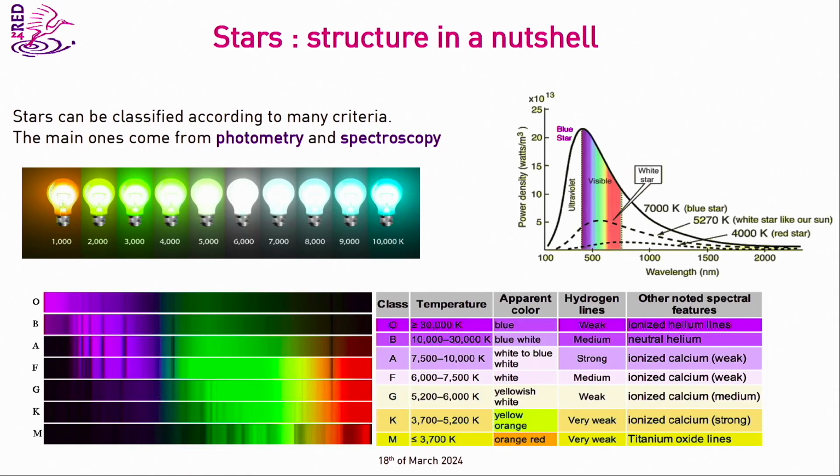Stars can be classified according to many criteria. Depending on whether you are studying stellar evolution, exoplanets, or galactic evolution, you have several ways to classify stars. The main and historical ones are classification using photometry and spectroscopy, which help us because we don't have stars in labs, and it's not like in Marvel movies. We are not able to build stars in laboratories.